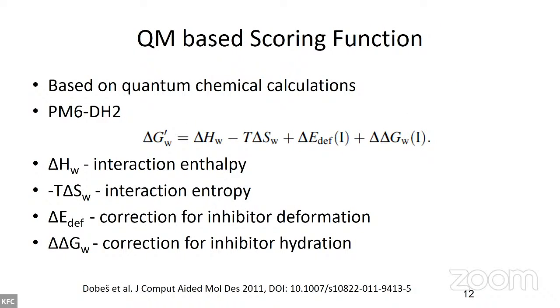One possibility for how you could find them would be to use a QM-based scoring function, like the one I'm showing here. But now it's much more complex, I would say. And it was shown on Martin Lepšík's poster. So I hope you've seen it all.